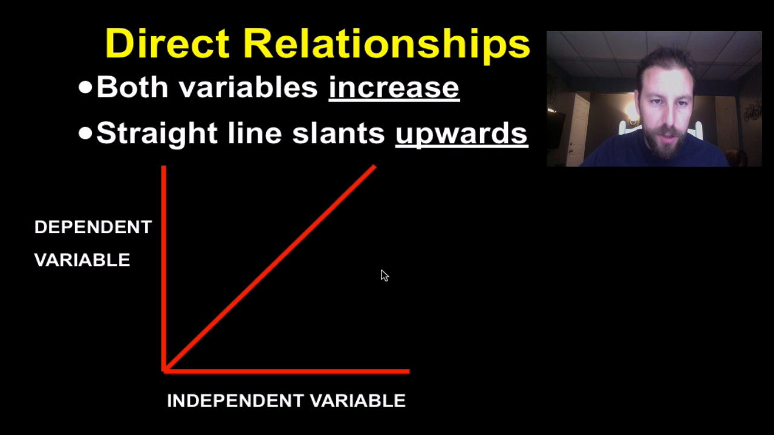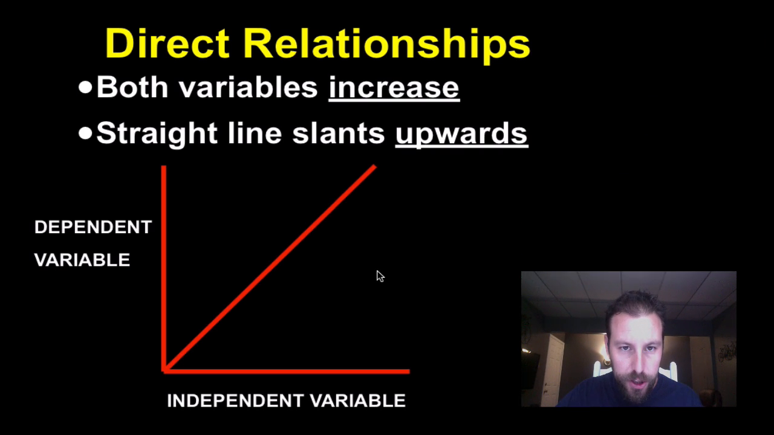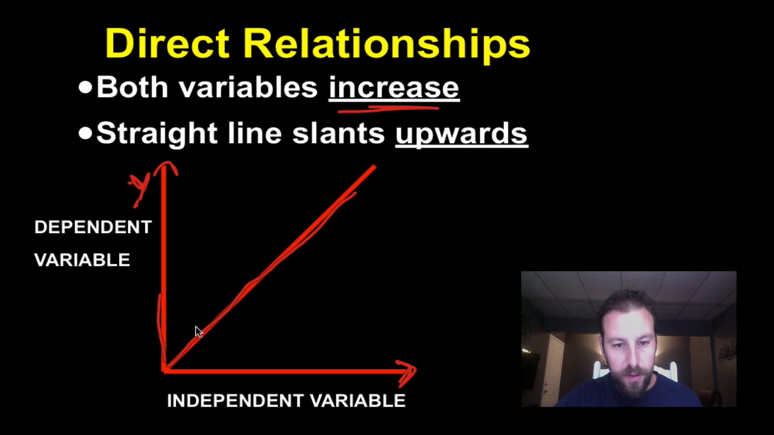Our first relationship that we commonly see is a direct relationship. In this, both variables are going to increase. Our independent variable, which is along our x-axis, is going to increase as we move out this way, and our dependent variable along our y-axis is increasing that way. What we get is this slant upwards. This is our direct relationship, moving upwards like that. As our independent variable increases, so does our dependent variable.